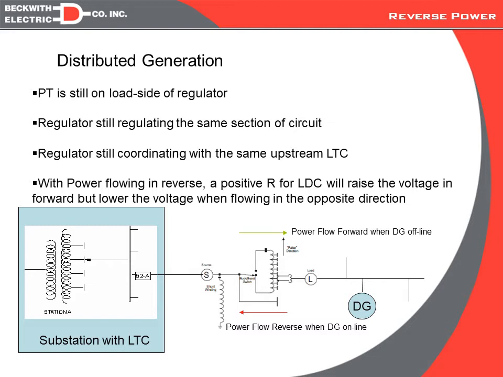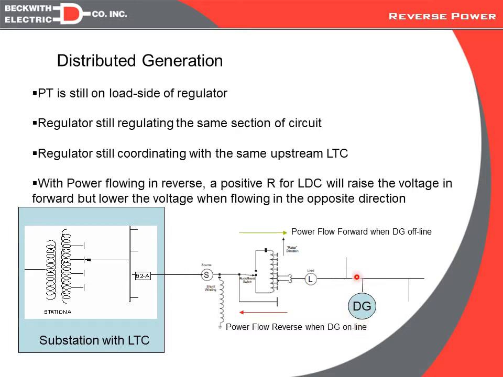So for power flow in reverse, a positive R will raise the voltage in forward direction but lower the voltage in reverse direction. And we don't want to have the voltage lowered here as this current is going across this line, because it's still creating a voltage drop. This DG is not regulating the voltage. It's a constant voltage and it's a load. You look at a DG as what I would think is a negative load.